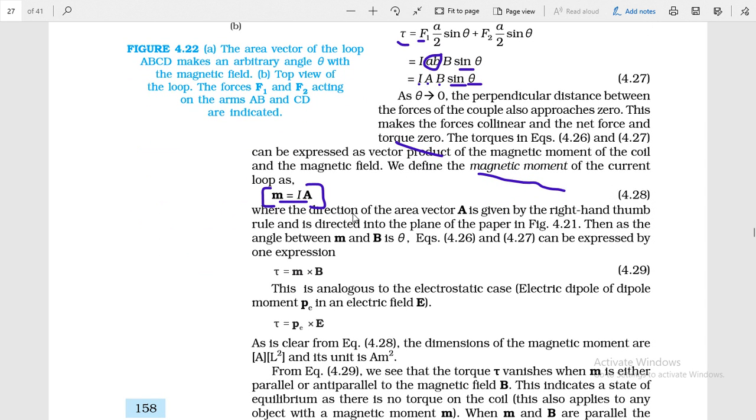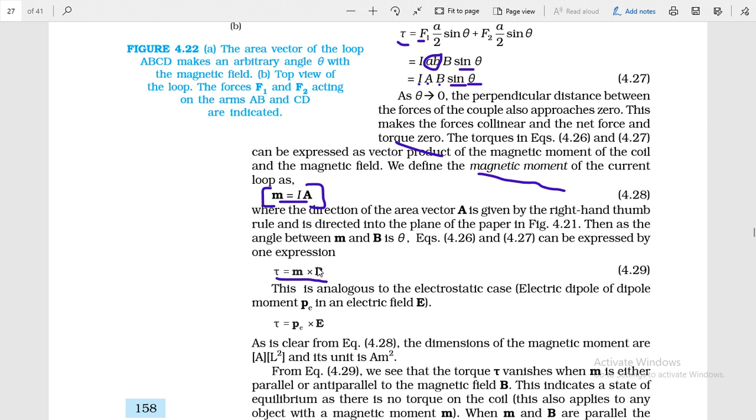The direction of the area vector A is given by the right hand thumb rule and is directed into the plane of the paper in figure 4.21. Then, as the angle between the magnetic moment and the magnetic field is theta, equations 4.26 and 4.27 can be expressed by the equation tau is equal to m cross B, where torque is a vector quantity, and if m and B lie in the xy plane, the torque must be along the z direction.